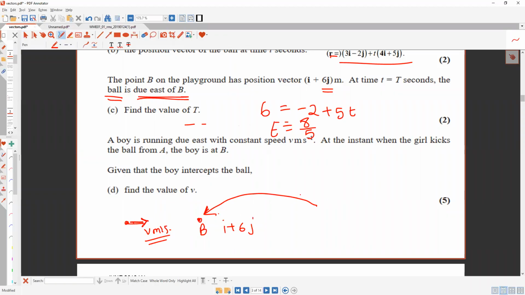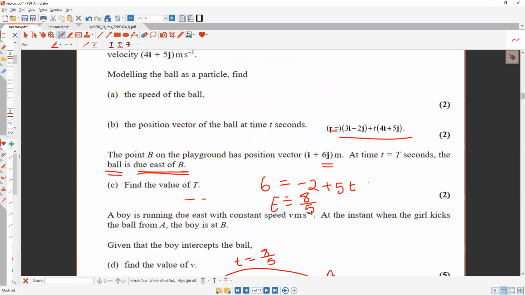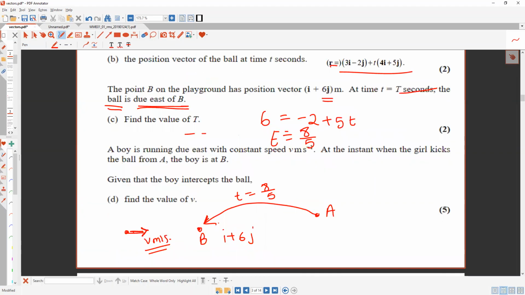Remember, from point A to B, the ball takes 8 by 5 seconds. I don't know what T is given in, but whatever, seconds. The ball takes 8 by 5 seconds to come from A to B. The guy should also reach there in the same 8 by 5 seconds, right?